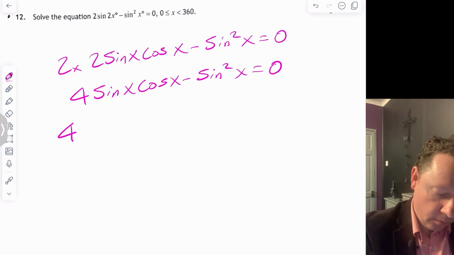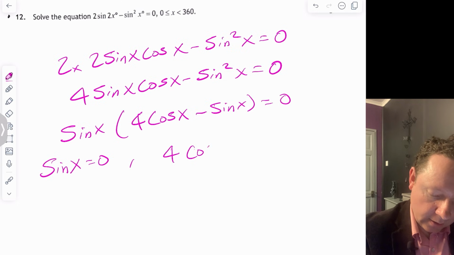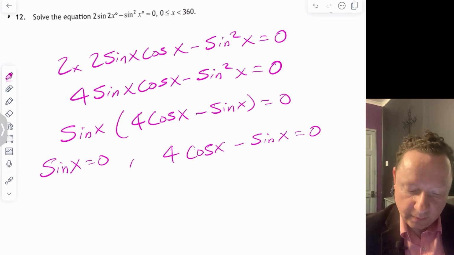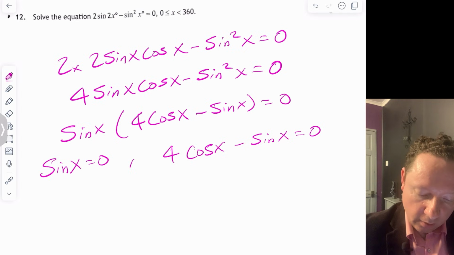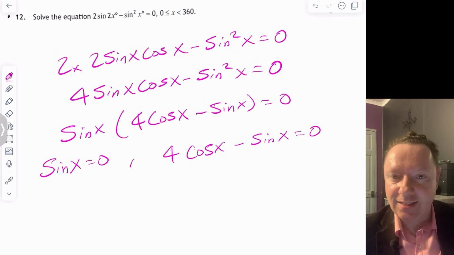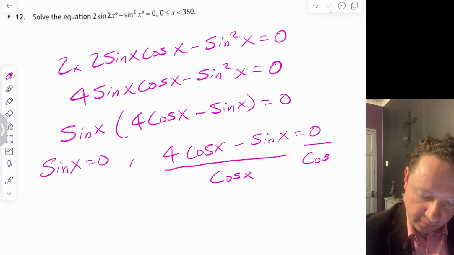I'm going to take common factor out of, not 4 of course, just sine x. And I get sine x times 4 cos x minus sine x equals 0. So I've got sine x equals 0, easy enough there, and 4 cos x minus sine x equals 0. So I'm going to divide the whole of this by cos x, because if I do that, dividing both sides by the same thing is allowed, I'll get rid of the cos x from the first term, and I'll get a tan x in the second term. So not a bit of trick there. So I'm going to divide this side by cos x, and similarly this side by cos x to be fair.